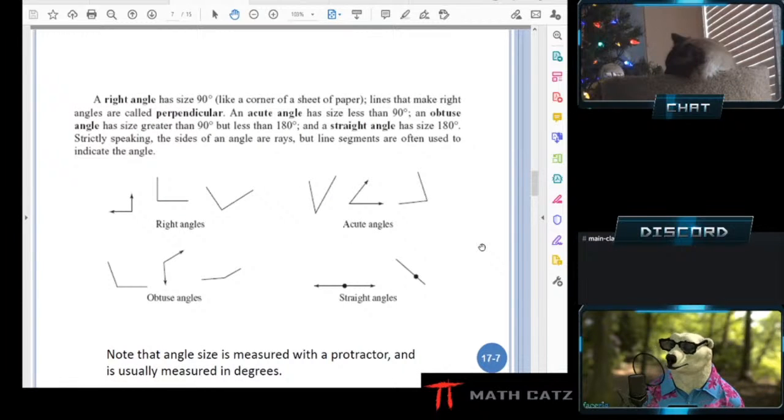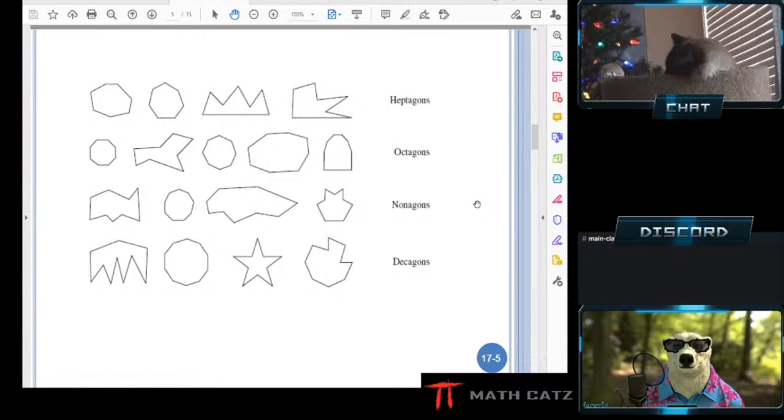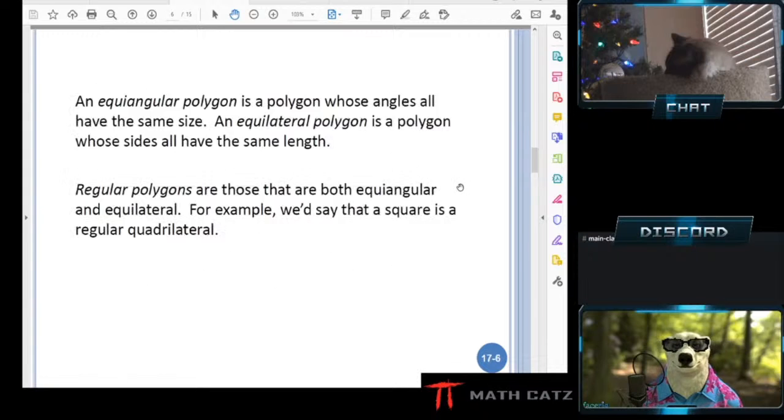Okay, so let me just briefly talk about angles. We're not going to worry about them too much until much, much later. But we have different kinds of angles. And when we talk about the angles of a polygon, we talk about the interior angles inside the shape.